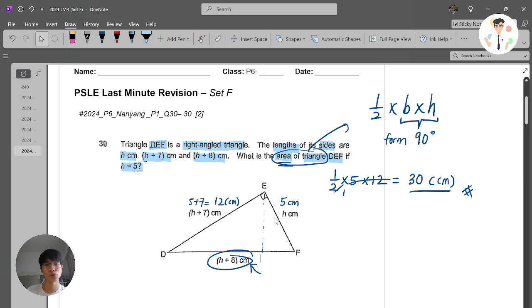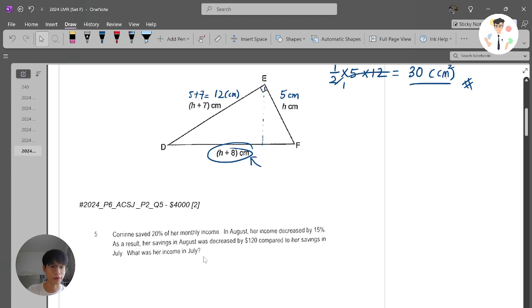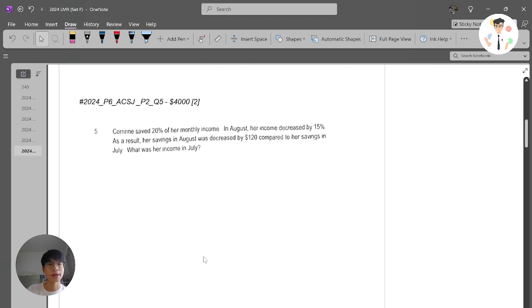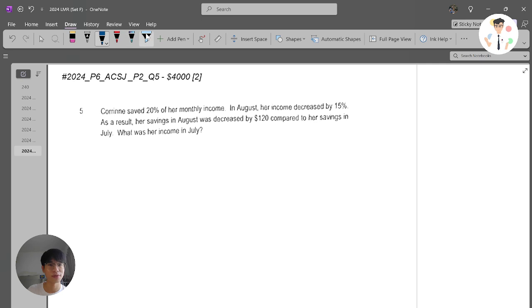Let's move on to, oh, sorry, I forgot the square. Let's move on to our next question from ACSJ, paper 2, question number 5. I like this question because a lot of my students are a bit confused with percentages, especially with discount or increase or decrease by, okay?